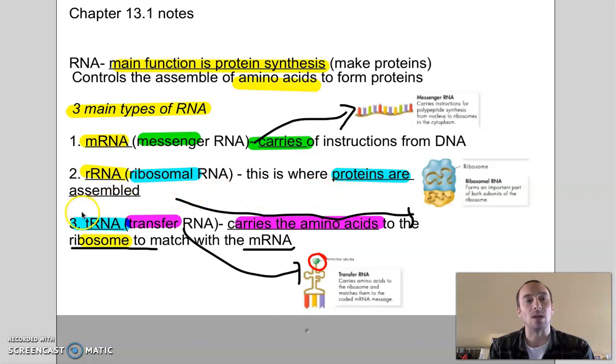And then another one, the final one, is tRNA, and this is called transfer RNA. And it's actually going out into the cytoplasm and finding the needed amino acids to match up with what the mRNA is telling it so that the proteins can be built in order, right? So these amino acids can be strung together to make proteins.